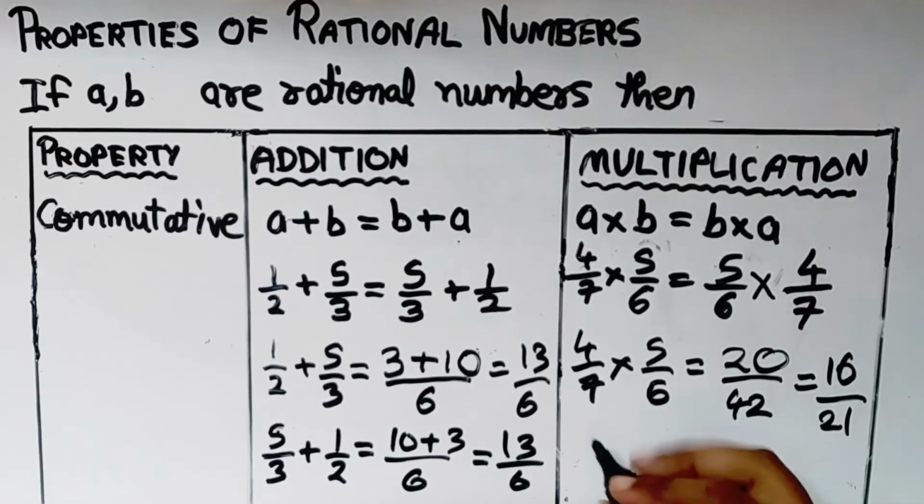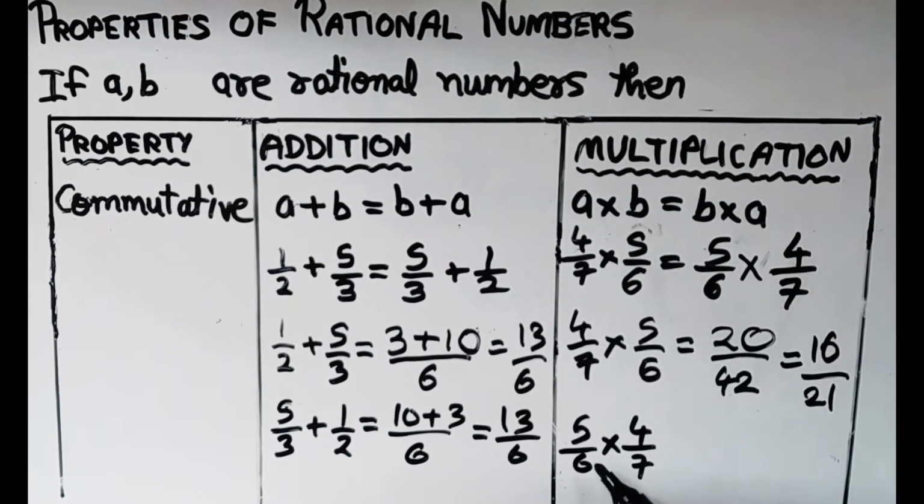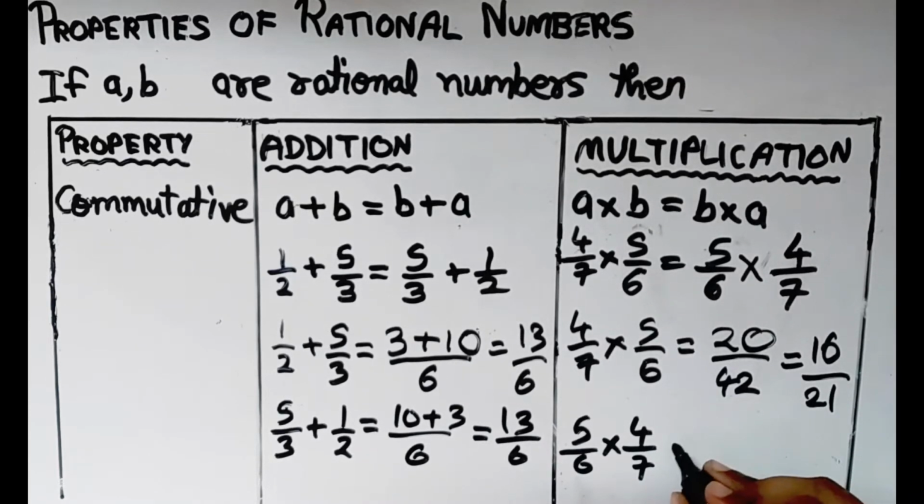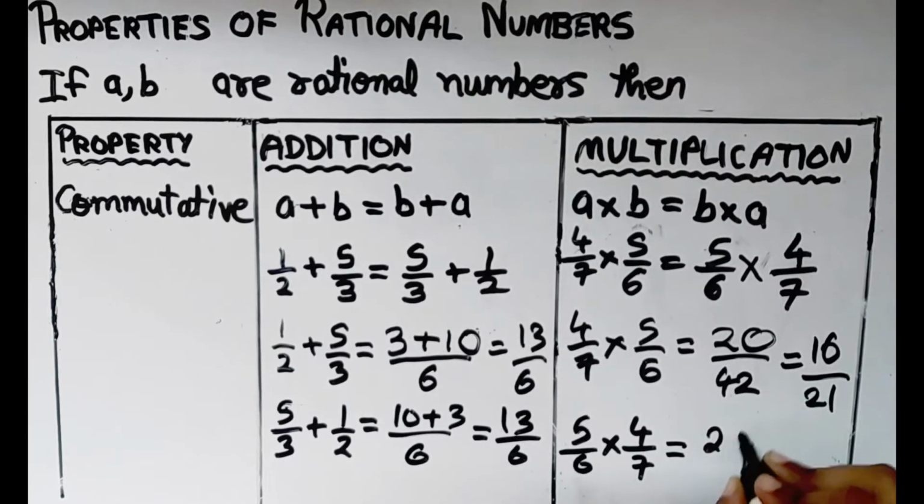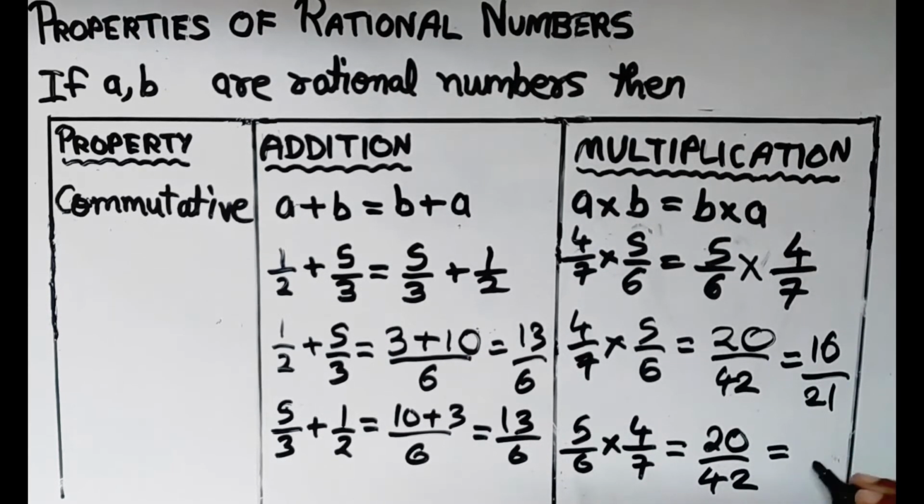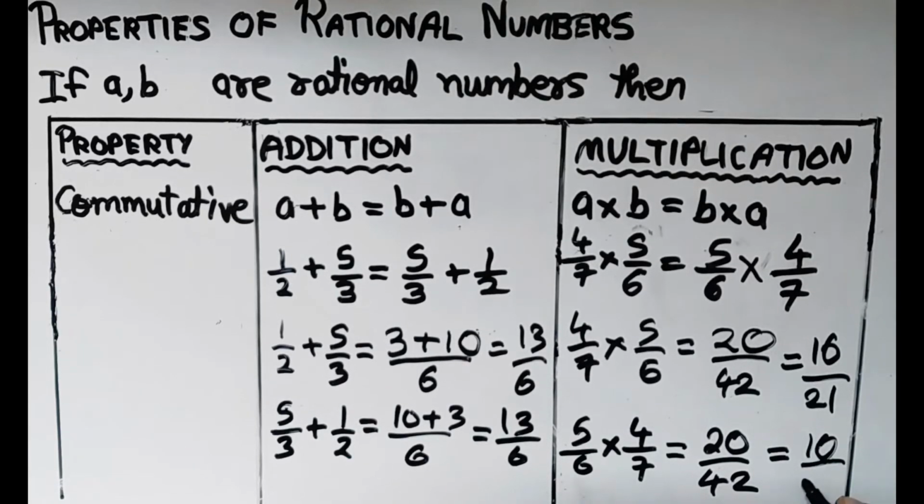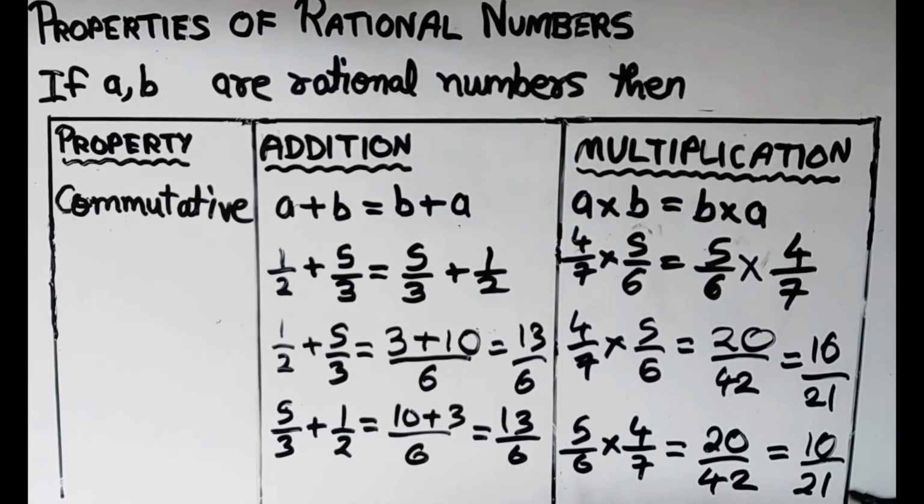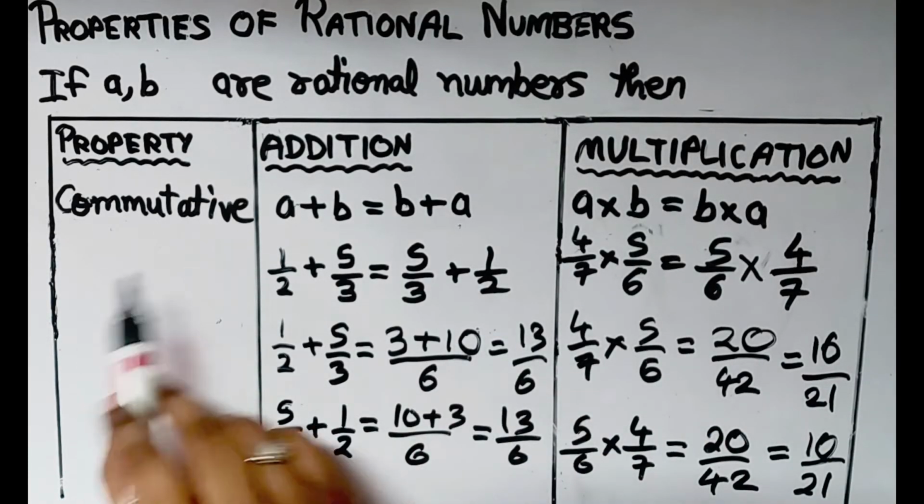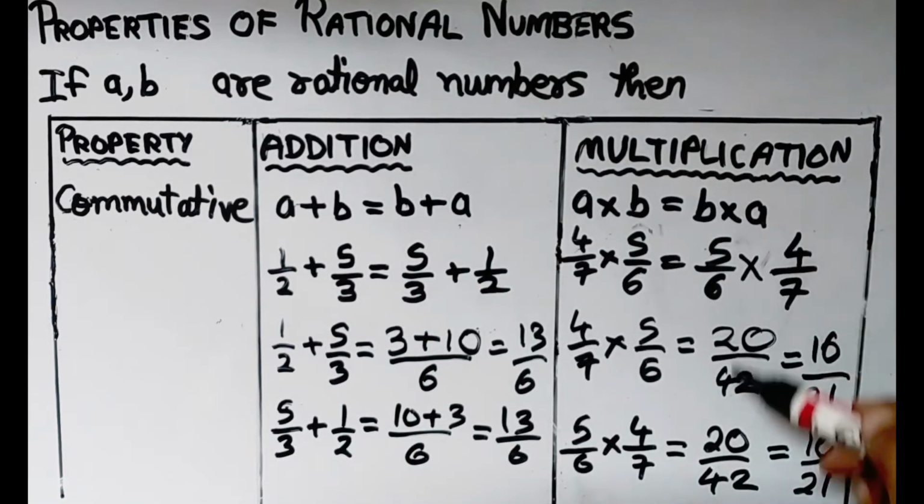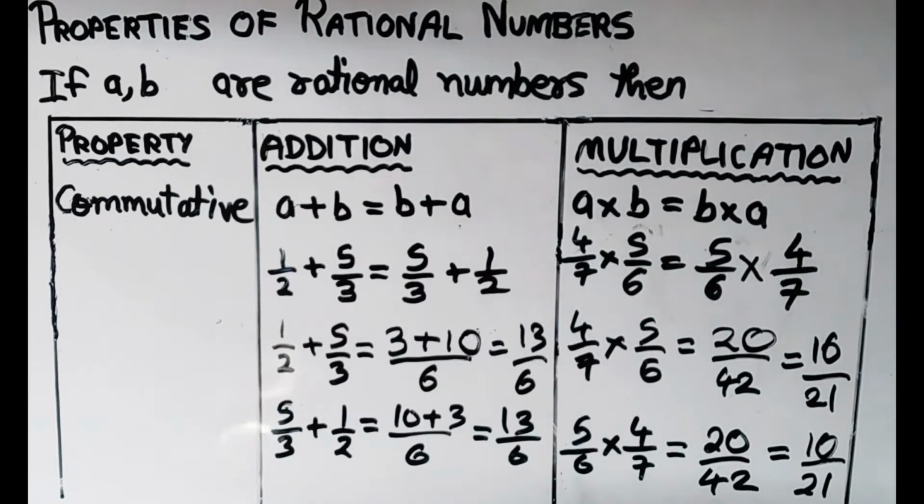We will solve the right hand side. That is 5 upon 6 into 4 upon 7, which is equal to 5 4s are 20 upon 6 7s are 42, and we can divide this by 2. So 10 upon 21. See, the answer is the same. So if we write the second number first and the first number second in multiplication, the answer will be the same. So this is the commutative property for addition and multiplication of rational numbers.